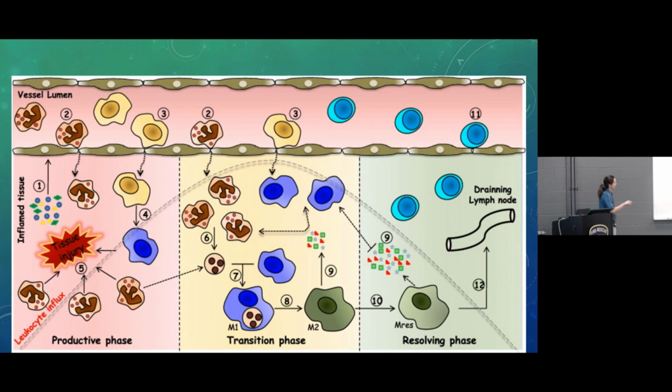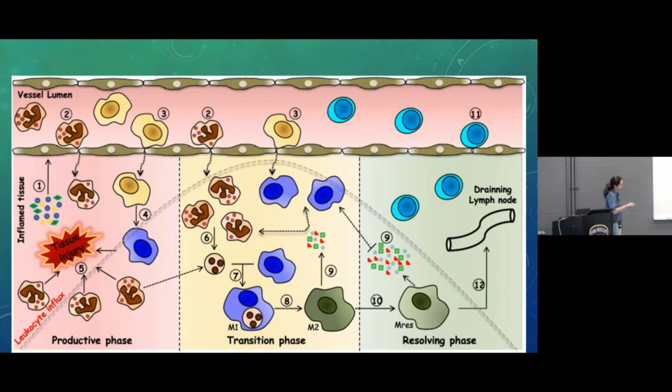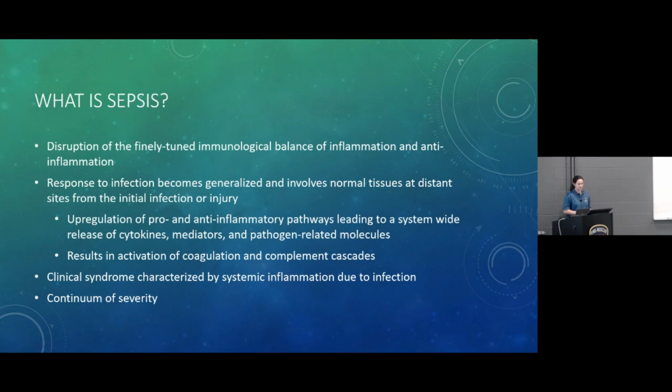You can see right here is our infection. Just say that this vessel looks like it's gotten a little bit bigger. We have the... and then everything comes back around, and then we're kind of going back to a normal homeostasis, what our body's normally at. So what's sepsis?